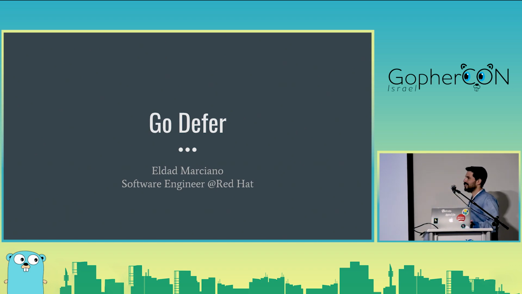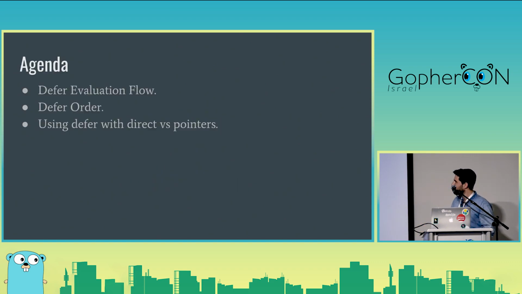So basically, I'm not going to renew anything about go-defer, but the most important part is I want to raise your awareness when you use go-defer, and there are some edge cases we're going to go over in the next slides. So we'll talk about the defer evaluation flow, how it's going to be evaluated, the defer order, and how we will use defer with direct and indirect access via pointers.